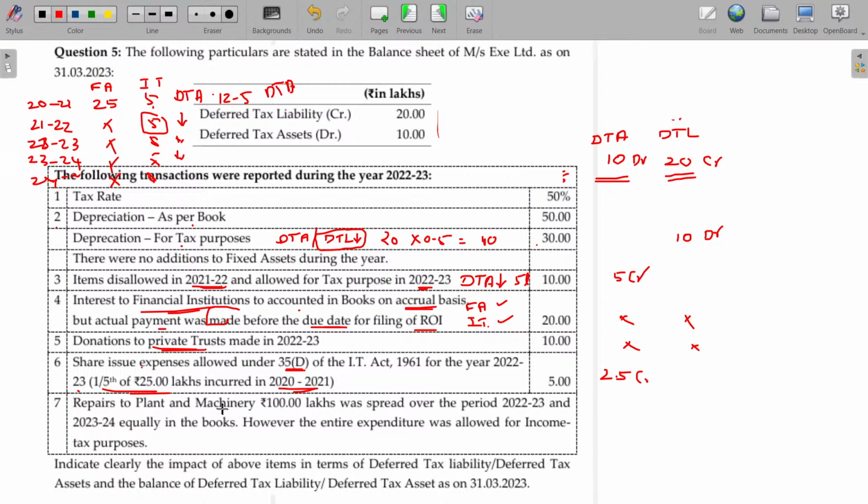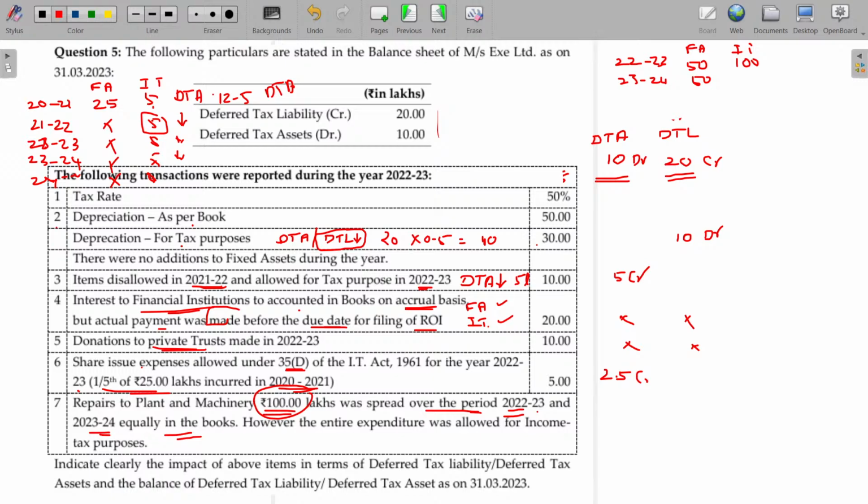Now, repairs to plant and machinery of 100 lakhs was spread over the periods 22-23 and 23-24 equally in the books. However, the entire expenditure was allowed for income tax purposes. In financial accounts, the amount spent of 100 lakhs was spread equally, 50-50, and that is how we debited it year on year. But for taxation purposes, the entire 100 is debited in the current year itself.